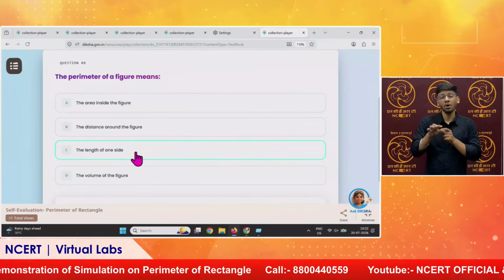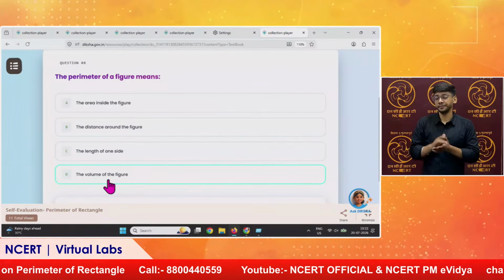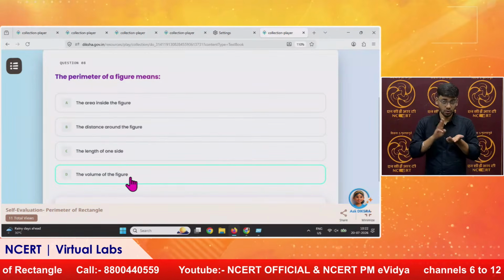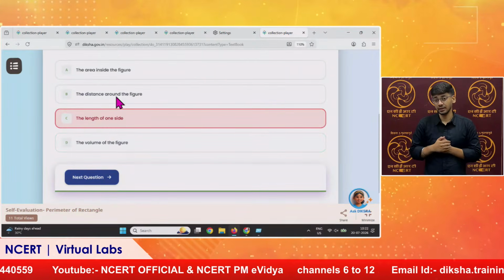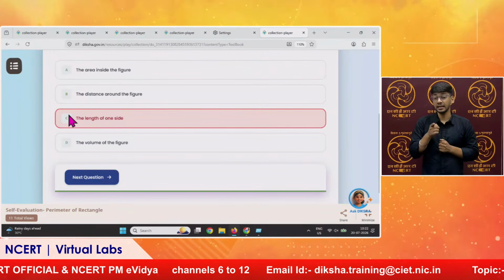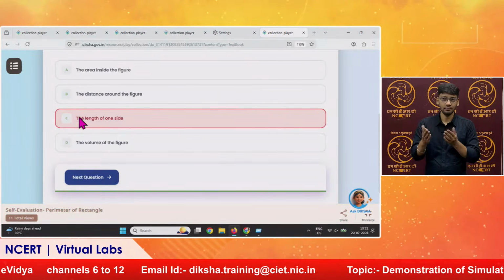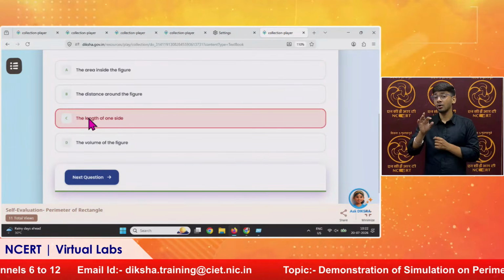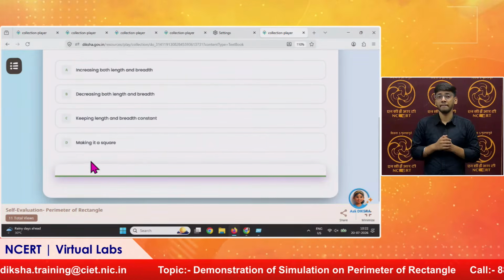Option C says length of one side. No, it is the length of all the sides. What about the volume of the figure? Again volume is something different. So option B is correct. Here by mistake I have chosen option C, and there is no second chance for correcting the answer. So option B is correct, though I clicked on this, there is no second chance to correct your answer.